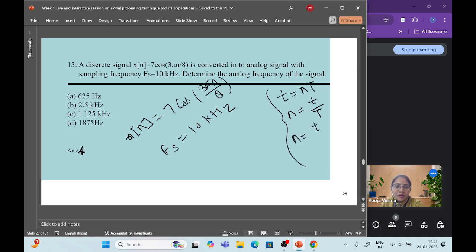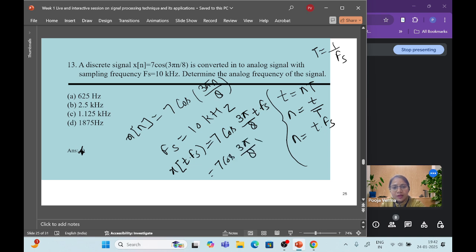Already we know that T is equal to 1 by Fs. So if we put 1 by Fs, we will get t into Fs. Now put t into Fs in place of n. So x of t into Fs is equal to 7 cos 3 pi by 8 t into Fs. Fs is given as 10 kilohertz. So 7 cos 3 pi by 8 into 10 into 10 to the power 3 t.